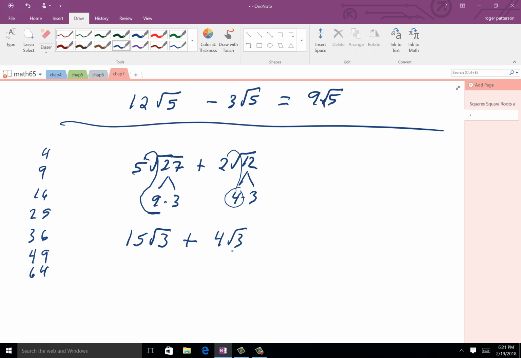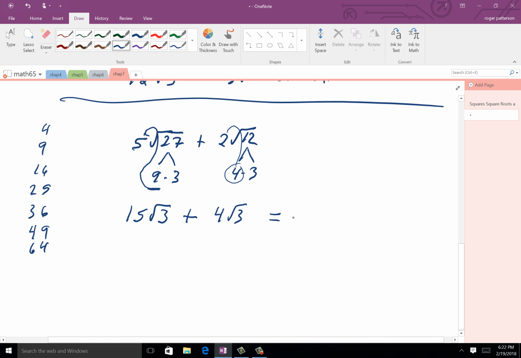So before we jump into a conclusion here and say, well, they're not the same, we always want to make sure that they are simplified down first. And now we can do this. 19 square roots of 3. All right. So break it down first, and then go ahead and add them.